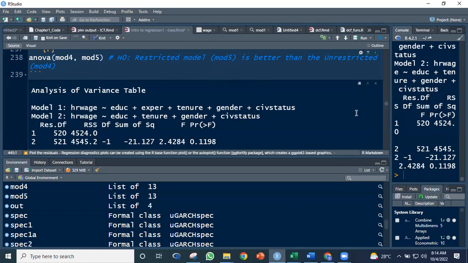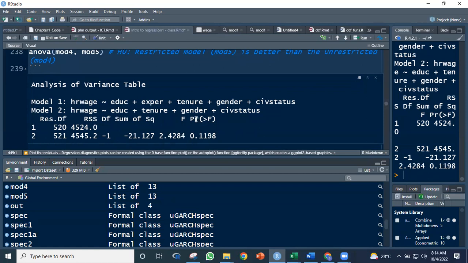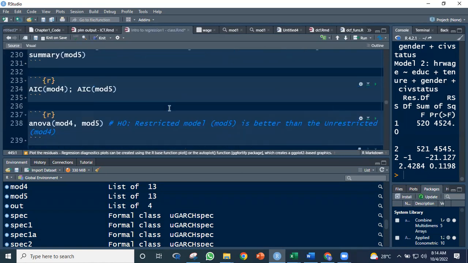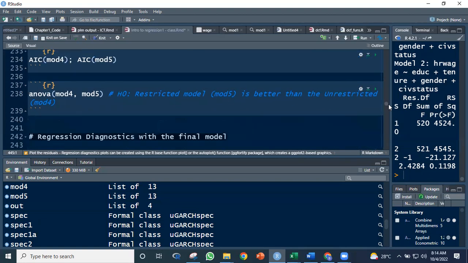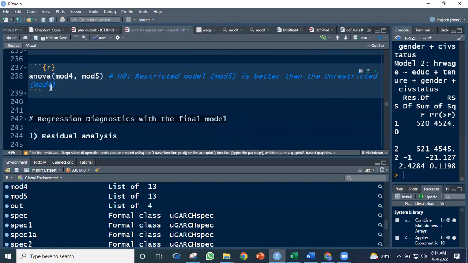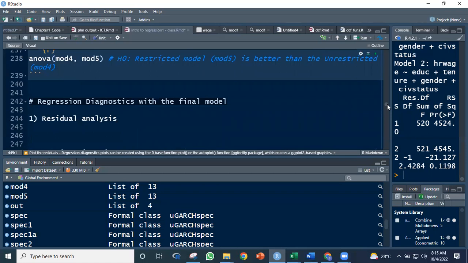Okay, so it turns out that the f-stat is 2.42, and then the p-value is 0.11. Therefore, we said that if the p is low, the null must go. But here, the p is greater than 0.05. Therefore, we fail to reject the null hypothesis. So we cannot reject the null hypothesis that the restricted model is preferred over the unrestricted, which is model 4. So our choice is model 5, the restricted model.